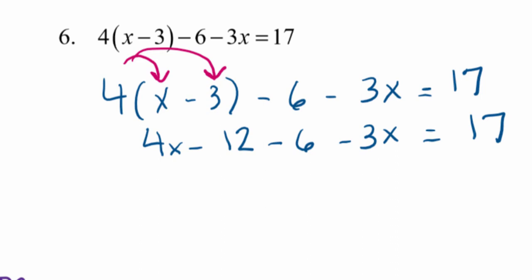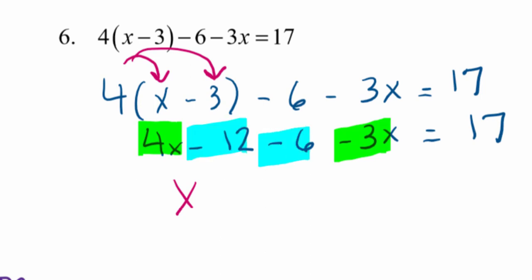So our next step is going to be to combine the like terms. And we have some like terms, don't we? We have the 4x here with the negative 3x. So we're going to go ahead and add those together. And 4x minus 3x is 1x. Oh, that's nice, isn't it? And then we have these other like terms, don't we? We have the negative 12 and the negative 6. Okay? And we're going to go ahead and add those two on the left-hand side. So x minus 18 equals 17.